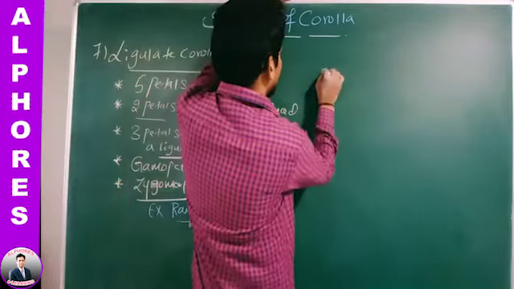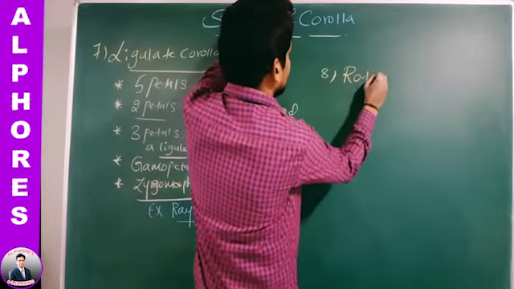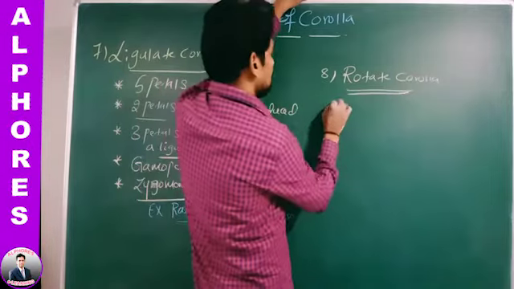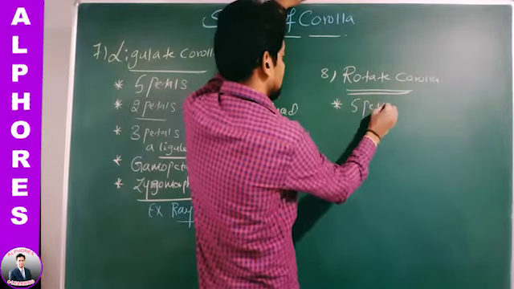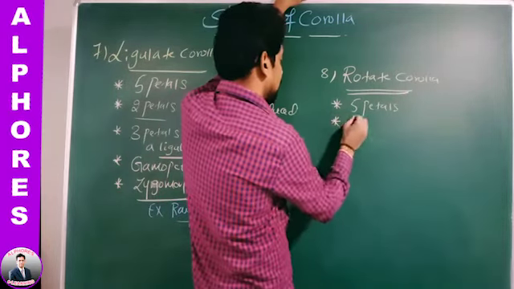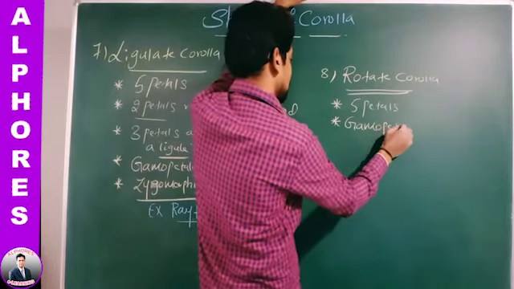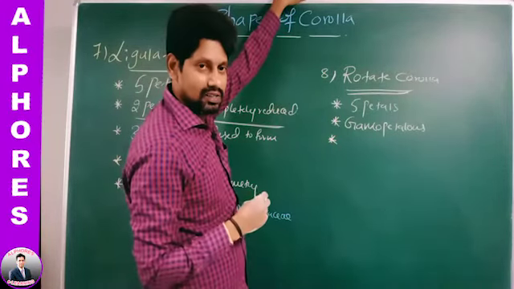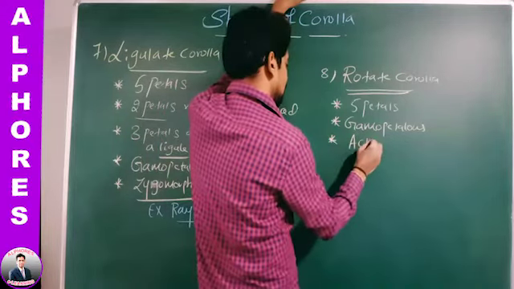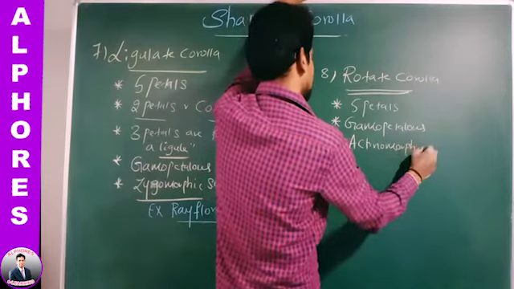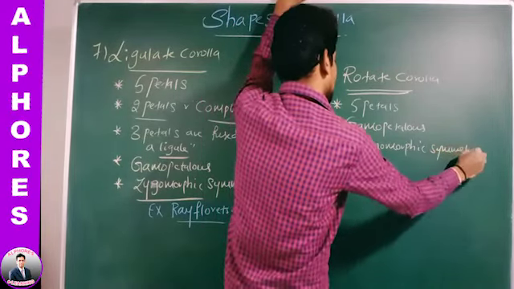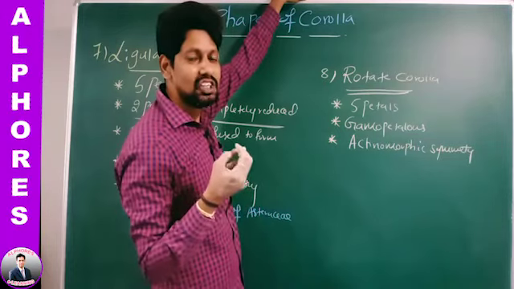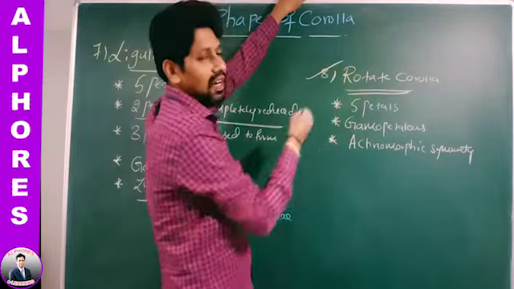Okay. Now go for number 8. Rotate-shaped corolla. Here also five petals are present. These five petals are fused, therefore gamopetalous condition. This rotate corolla is present in a flower which shows actinomorphic symmetry. Five petals are fused to form a wheel-shaped corolla.